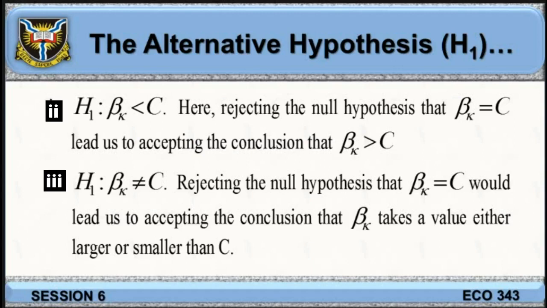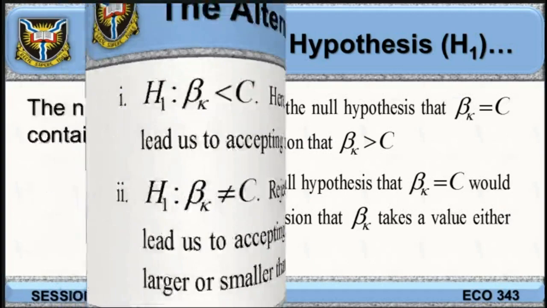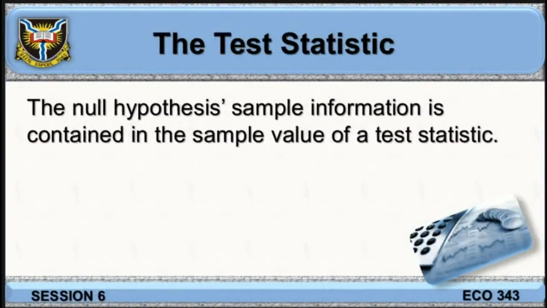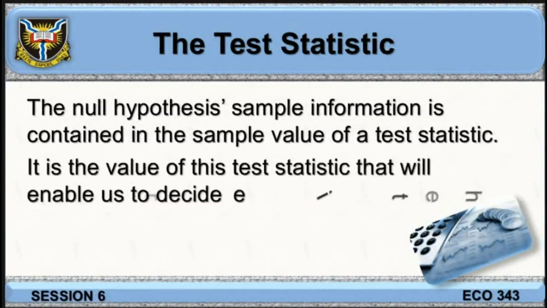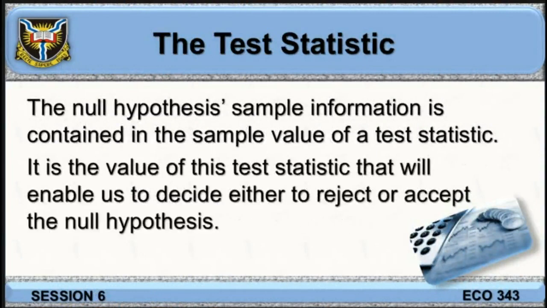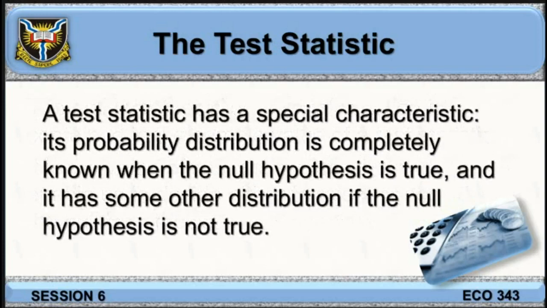The test statistic. The sample information about the null hypothesis is contained in the sample value of a test statistic. It is the value of this test statistic that will enable us to decide either to reject or accept the null hypothesis. A test statistic has a special characteristic. Its probability distribution is completely known when the null hypothesis is true, and it has some other distribution if the null hypothesis is not true.